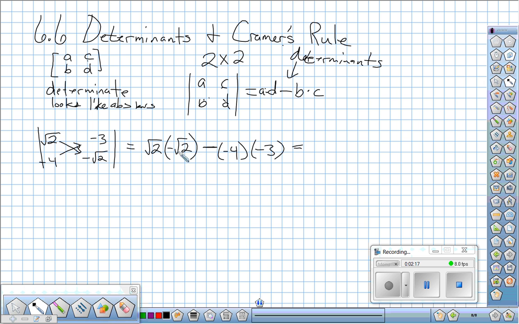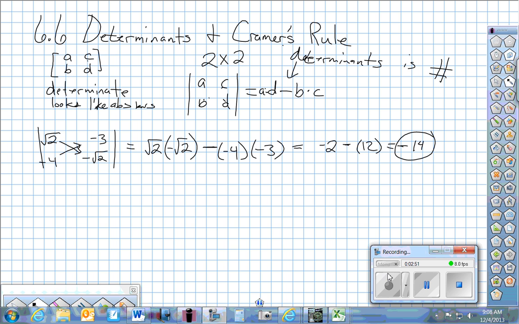So the square root of 2 times the square root of 2, and it's negative, will be negative 2. If you wanted to go through it, you could do 2 times 2 is 4, the square root of 4 is 2, and then you have a minus sign. Negative 4 times negative 3 is 12. Negative 2 minus 12 is negative 14. Let's make sure that negative sign goes along with it. Okay, that is the determinant. The determinant is always a number. And I can only find determinants of square matrices.